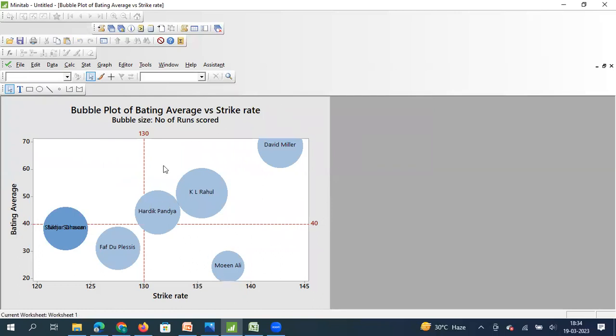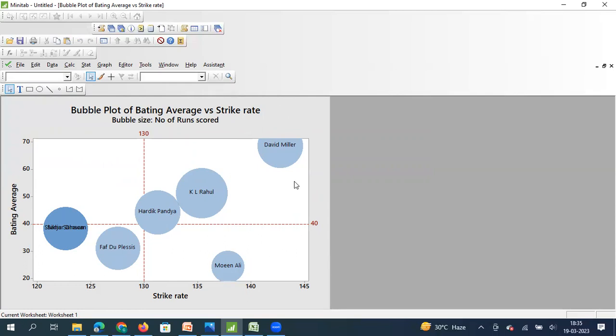So people in this quadrant are people whom I can think about spending money on in the auction for my team so that I can strengthen my batting lineup. I will go ahead and aggressively bid for David Miller, KL Rahul, and Hardik Pandya. Why? Because they are crossing the threshold of 130 in strike rate and 40 in batting average.